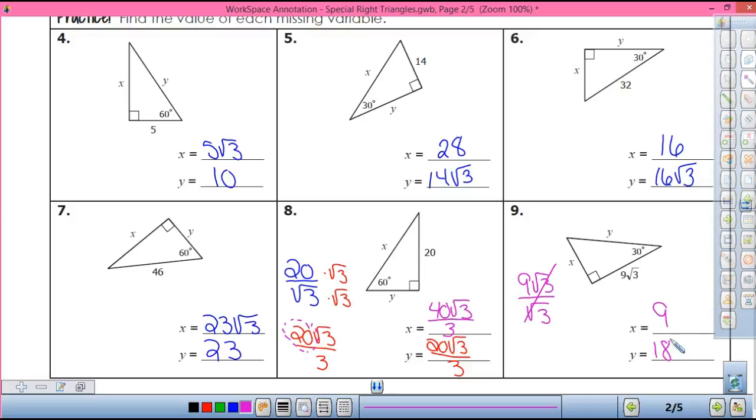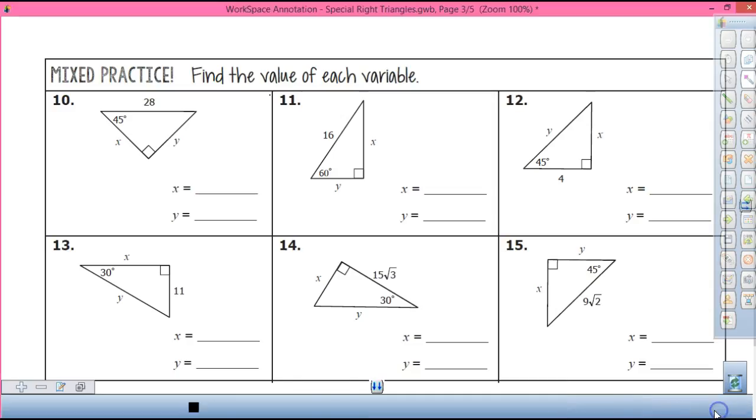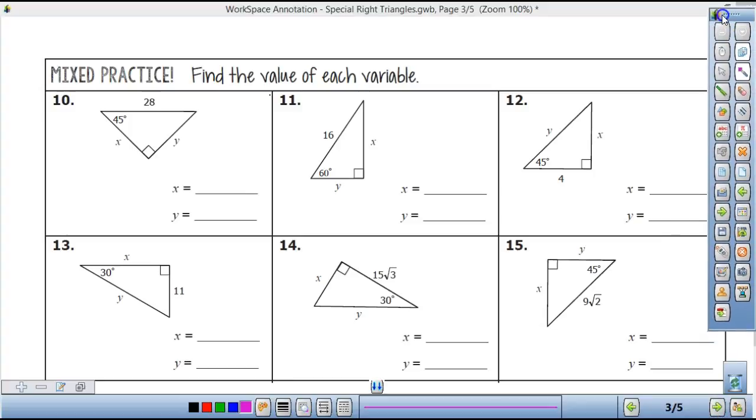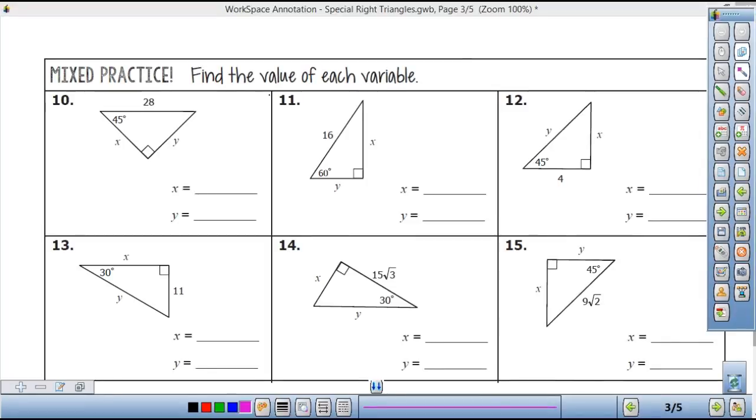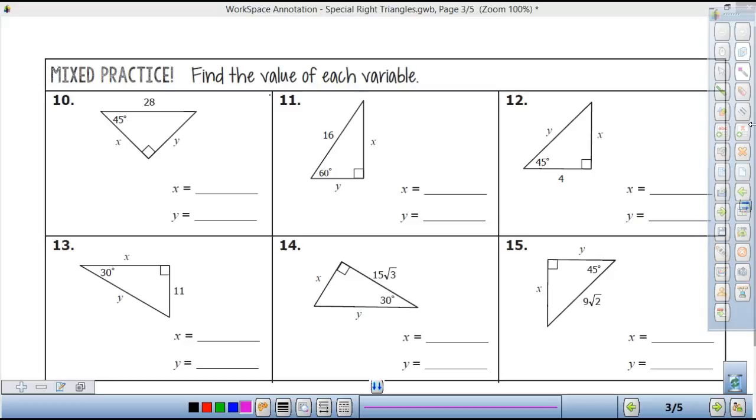All right, flip the page, because now they're going to mix them. You have to decide, is it 45, 45, 90, or is it 30, 60, 90? Okay, so in number 10, 45, 45, 90, or 30, 60, 90? 45, 45, 90. So am I dealing with square root of 3 or square root of 2? Square root of 2. All right, so in 10, they're giving me what? They're giving me the hypotenuse. How do I go hypotenuse to leg? 28 divided by the square root of 2.